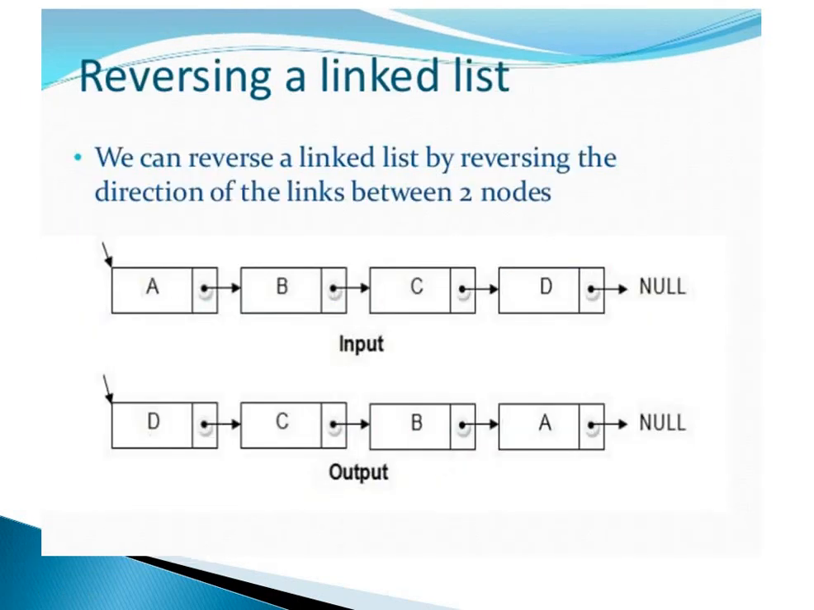Okay, then reversing the linked list. If you want to reverse the linked list, this is another operation. We can reverse the linked list by reversing the direction of the link between two nodes. You can see A, B, C and D. If you want to reverse, you just have to reverse the links. For example, A, B becomes B and A. Again B, C will be reversed. Then again for the next node. Finally it will be reversed, and the result will be D, C, B and A. This is the reversing of the linked list.